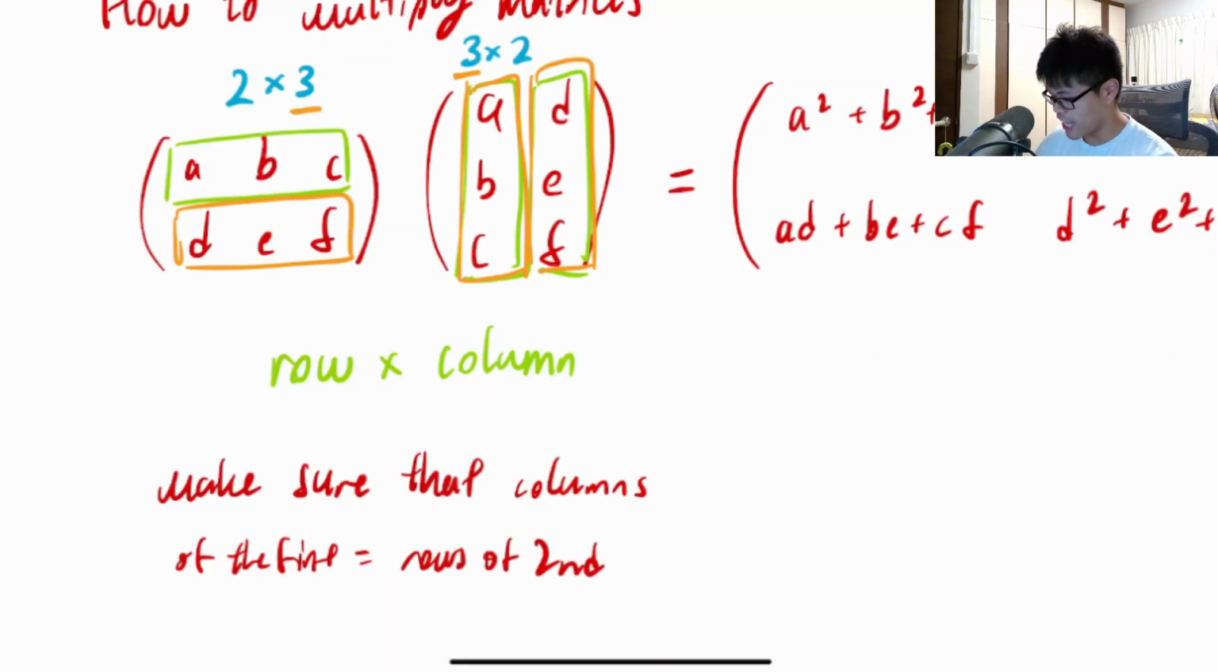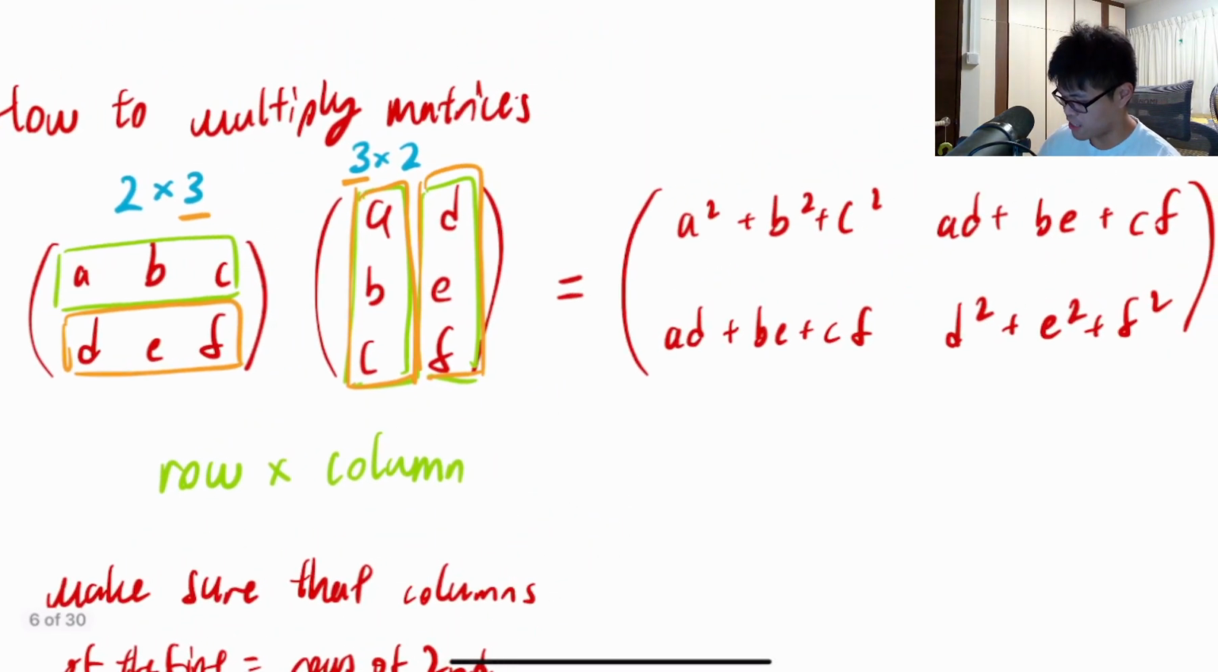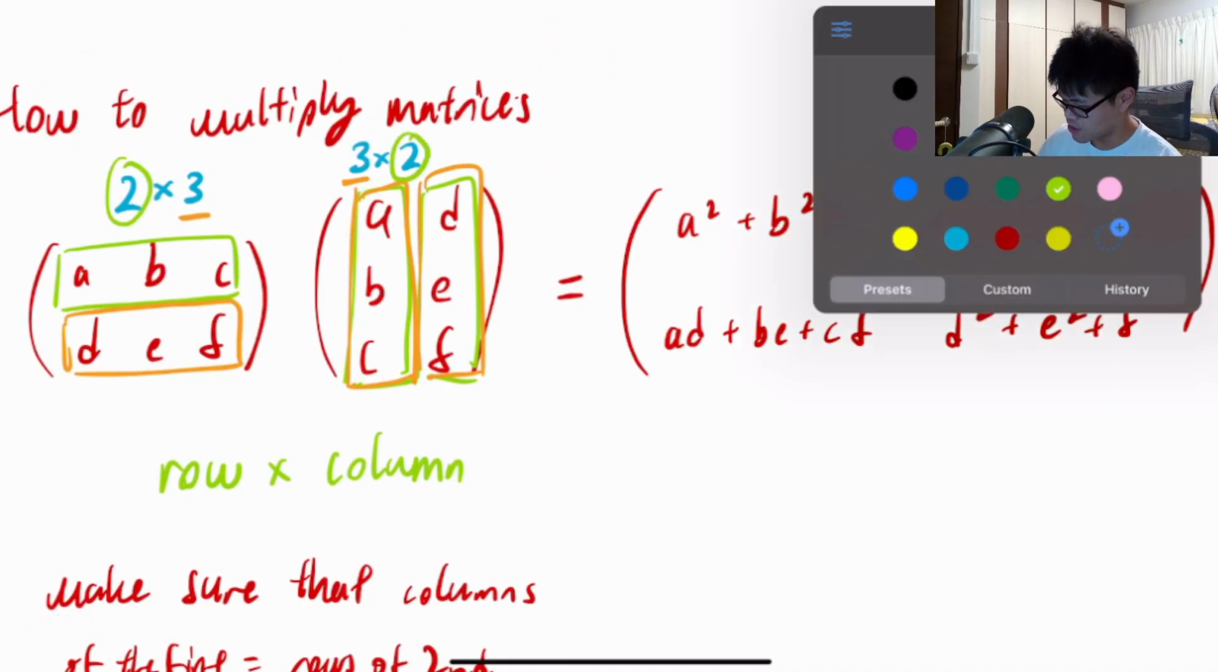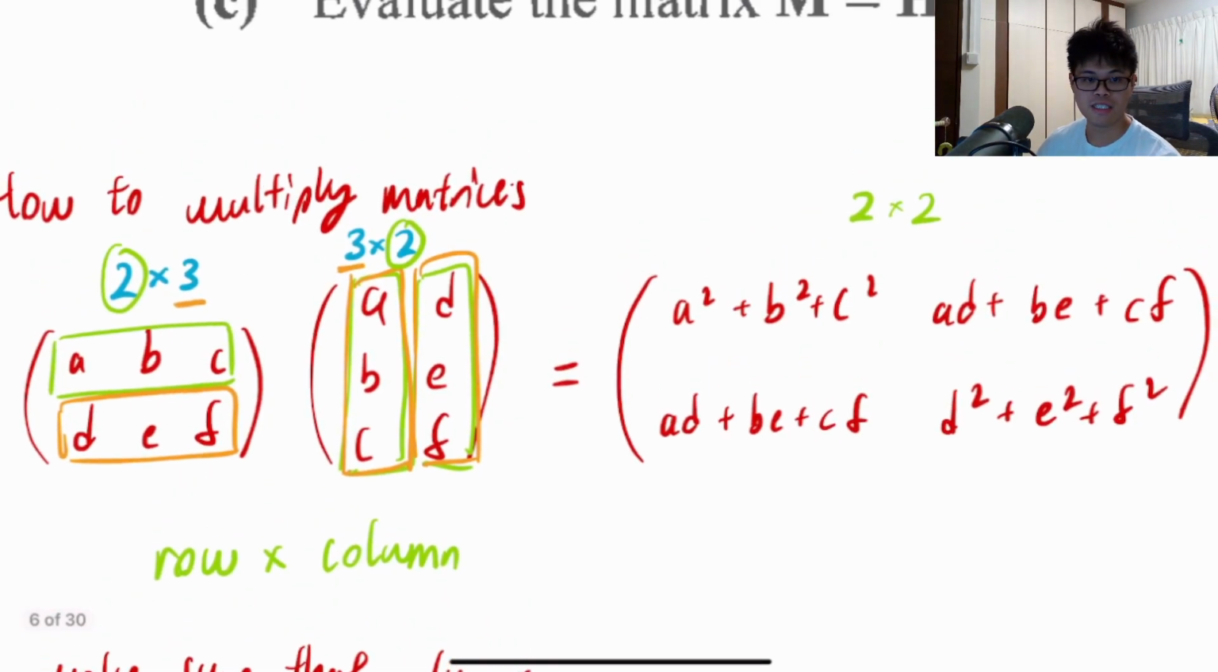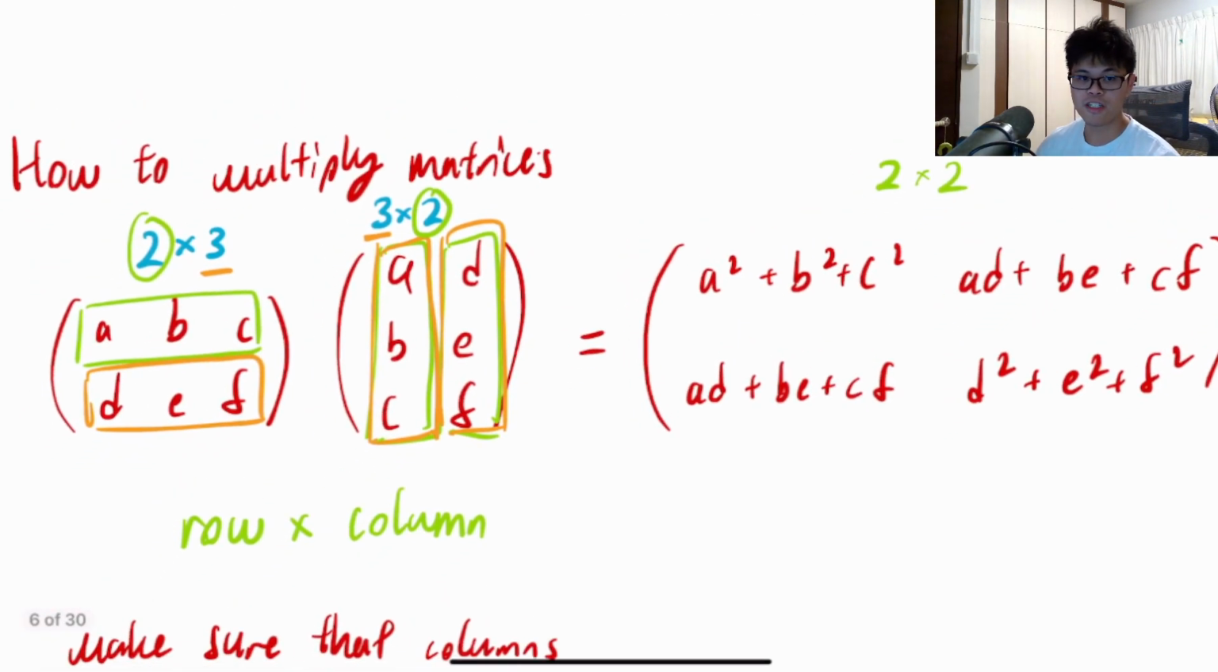And then the resultant matrix that they return will be the two outer numbers here. So it will return a 2x2 matrix. So we first need to make sure that the number of columns in the first matrix equals the number of rows in the second matrix. After we are done with that, the matrix multiplication will be as follows. So I'm going to erase to show you the ordering.